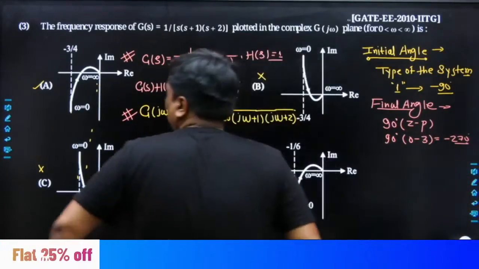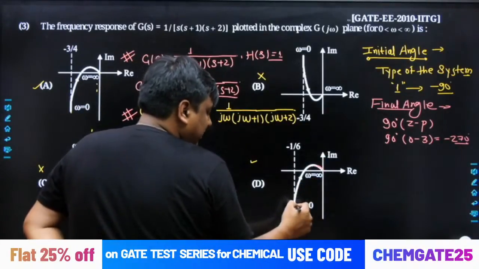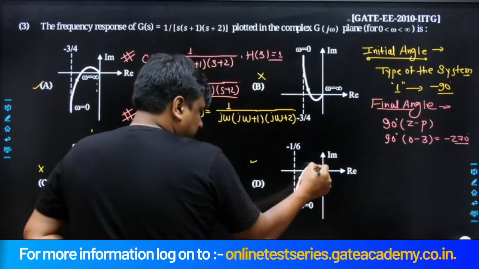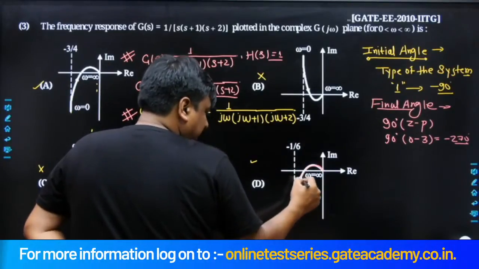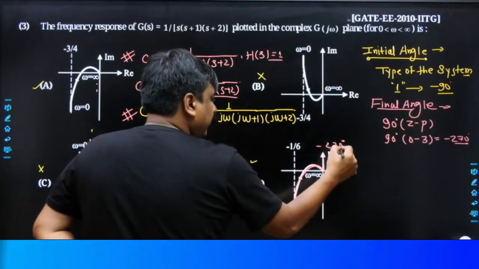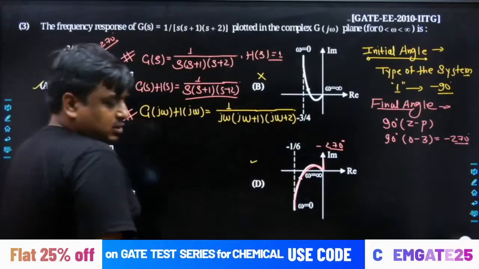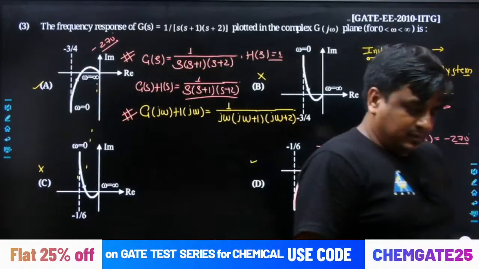And you can see in option A as well as option D, the final angle is minus 270, or I can say the complete polar plot ends taking the reference of the minus 270 degree angle line.